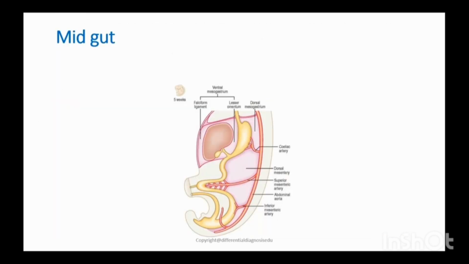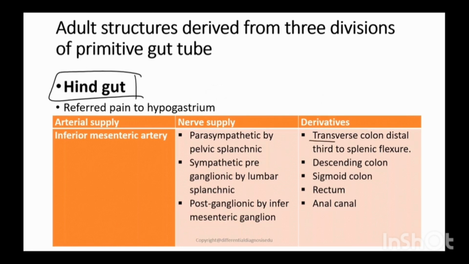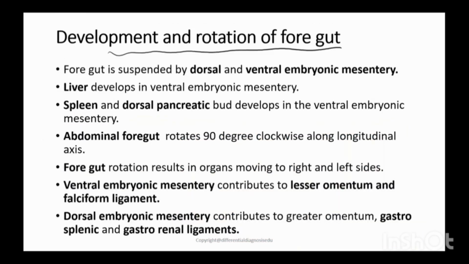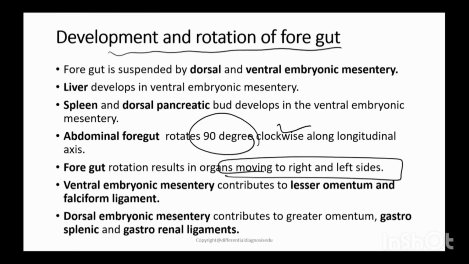Next is hindgut. From the lateral 1/3 of the transverse colon to the anal canal is hindgut. It is supplied by the inferior mesenteric artery. Development and rotation of foregut: the foregut rotates 90 degrees clockwise, which results in organ movement towards the right and left side. When the foregut rotates 90 degrees, the lesser omentum will be on the right side.